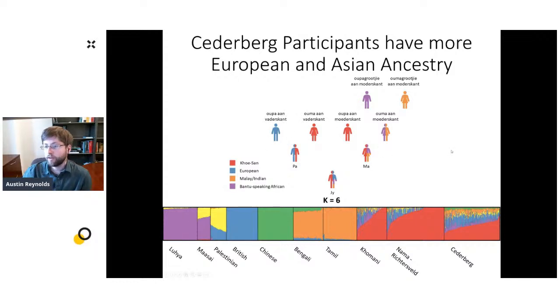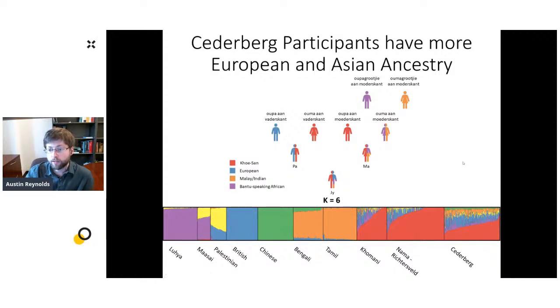And then another 25%, the last portion of their ancestry, is made up of either Bantu-speaking African or East and South Asian. So on average, people will have 1 great-grandparent that was of Bantu-speaking African ancestry and 1 great-grandparent that was of East or South Asian ancestry. And you can see, comparing the Cedarburg to the Nama or the Komani, they have quite a bit more European and then East and South Asian ancestry.